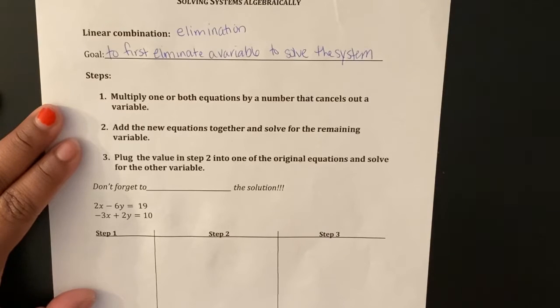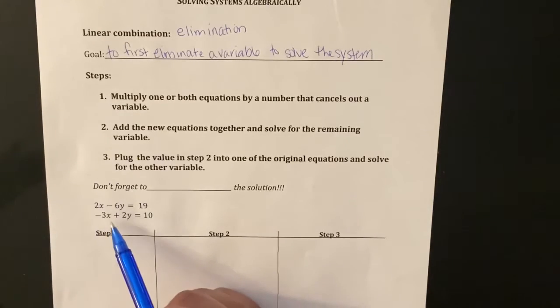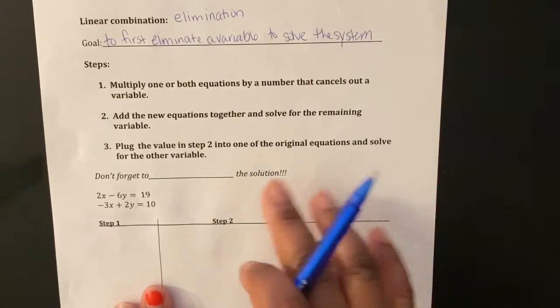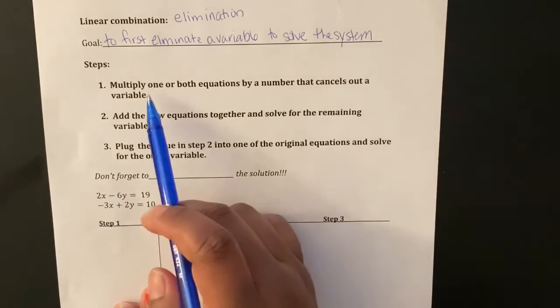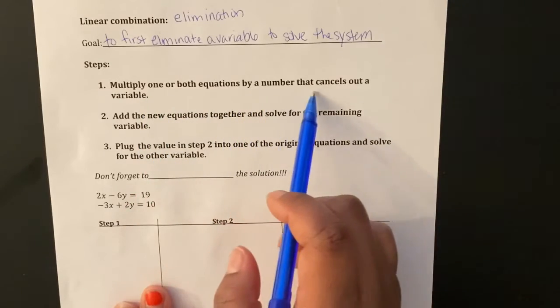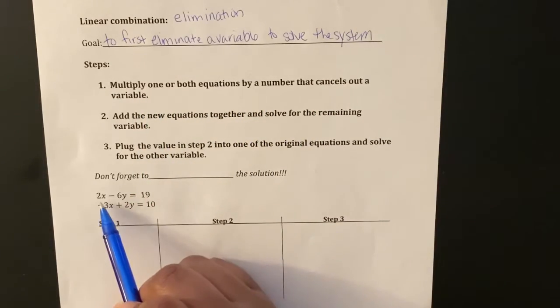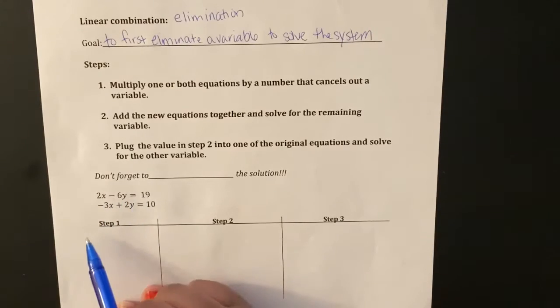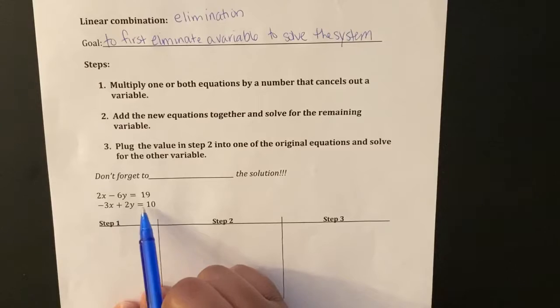Okay. So step 1, how are we going to eliminate a variable? We multiply one or both equations by a number that cancels out a variable. Let's look here. I'm going to do each step one by one on this example. Step 1 says multiply one or both equations by a number that cancels out a variable. So I have two equations: 2x minus 6y equals 19, and negative 3x plus 2y equals 10.